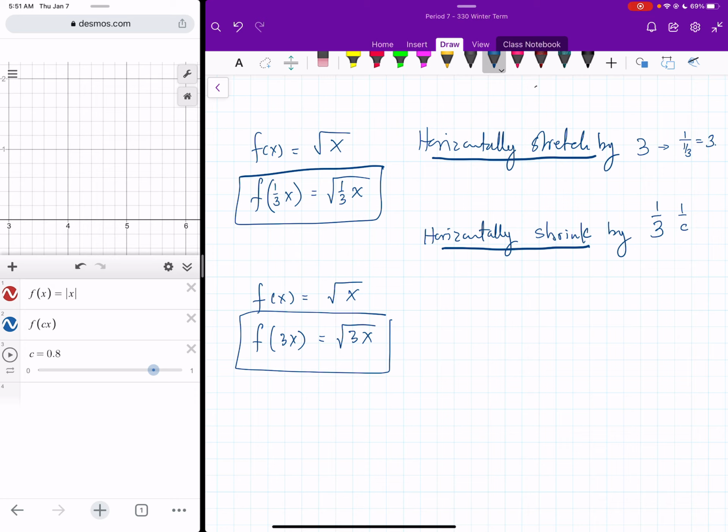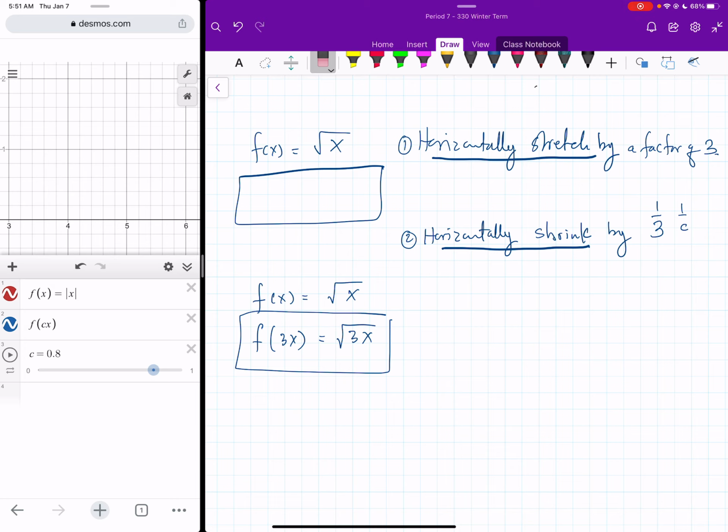So this is just a quick example so that we can understand what's going on. If the description says, let's look at one, and then we'll look at two. If the description says that you're supposed to horizontally stretch, let's write this as a factor, by a factor of 3. You have to be careful when you read this.